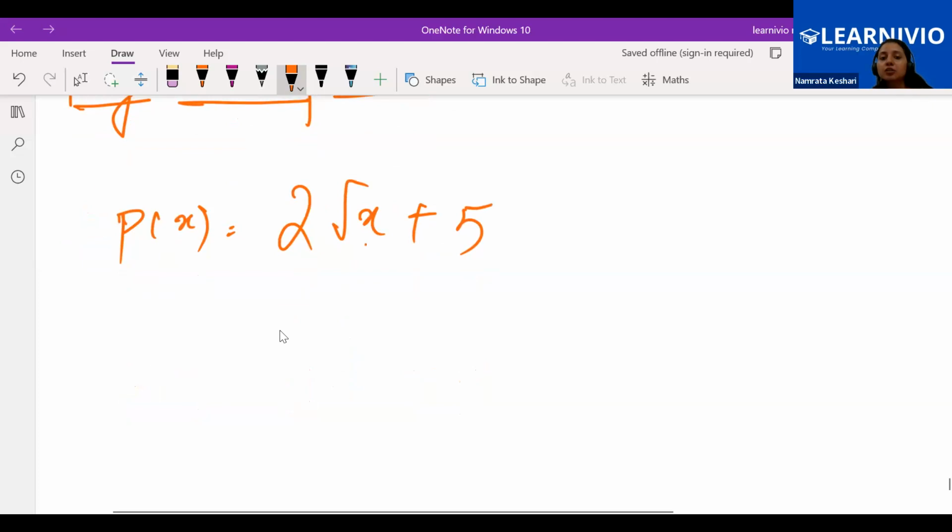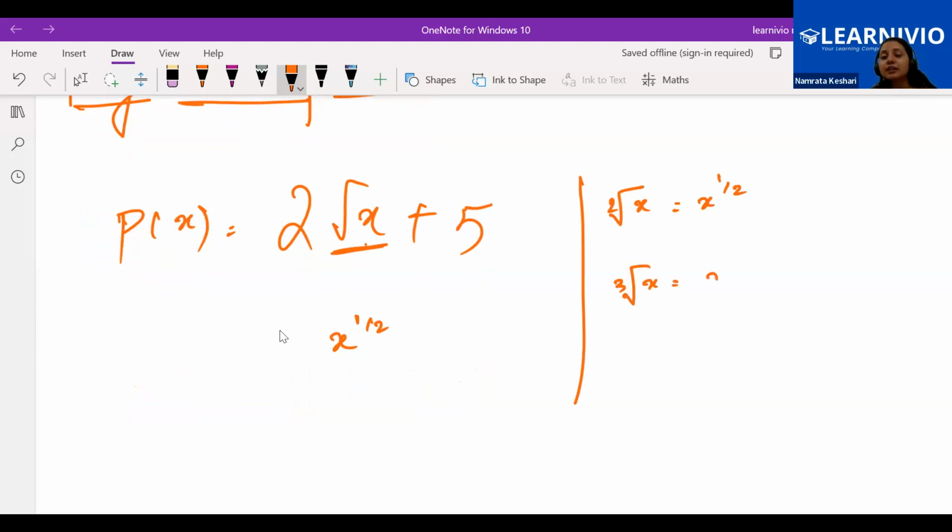Here, root x, the square root of x, can be written as x to the power 1/2 in exponent form. Cube root of x can be written as x to the power 1/3. Nth root of any number 5 can be written as 5 to the power 1/n. If we understand that, then we understand that the exponent of x is 1/2 over here. It's not a whole number, and if it's not a whole number, then the given expression is not a polynomial.